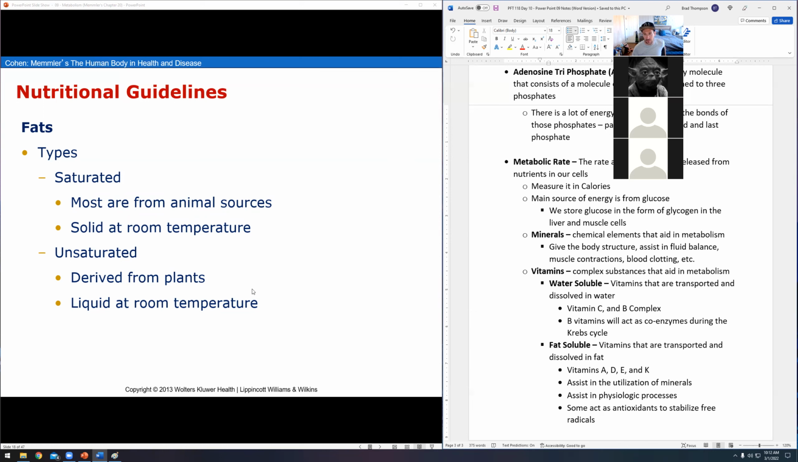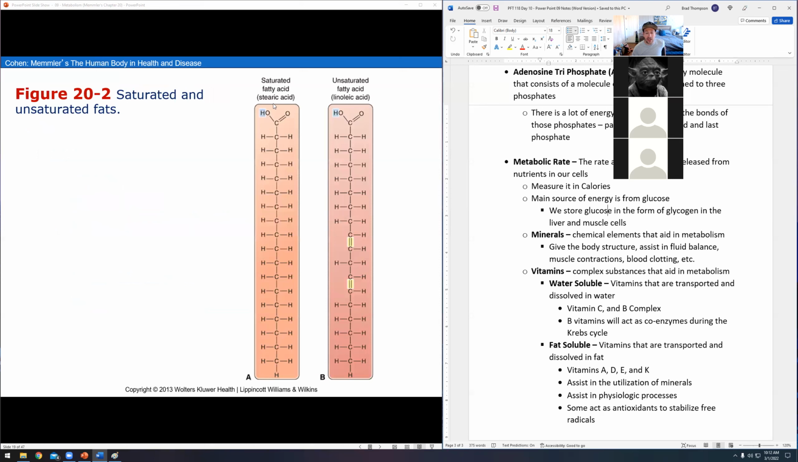Those are coming from plants, right? Those are the liquid ones. Olive oil, often from plants. I'd say fish is actually a great source of unsaturated fat as well. And here's what that kind of looks like.